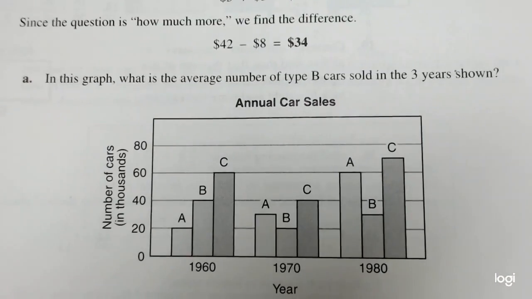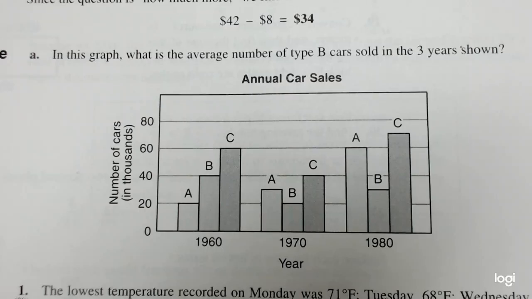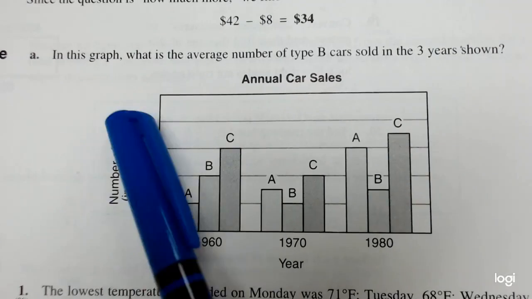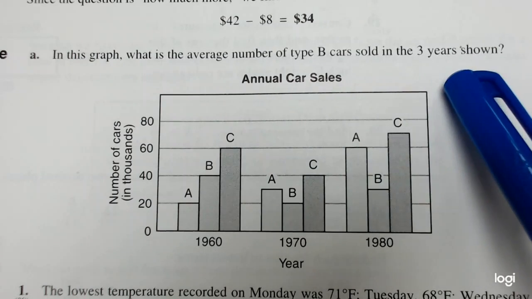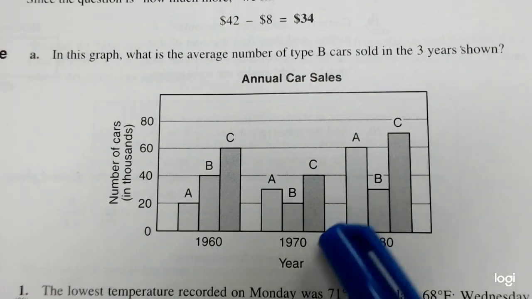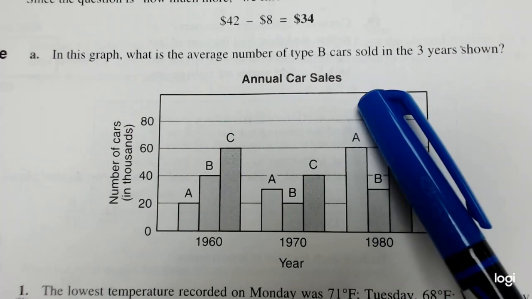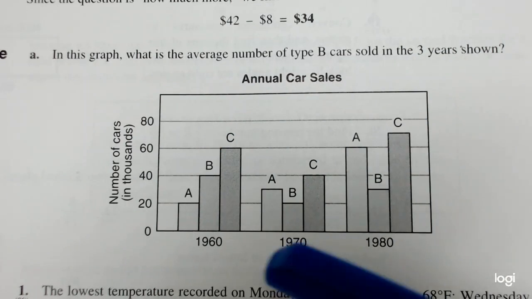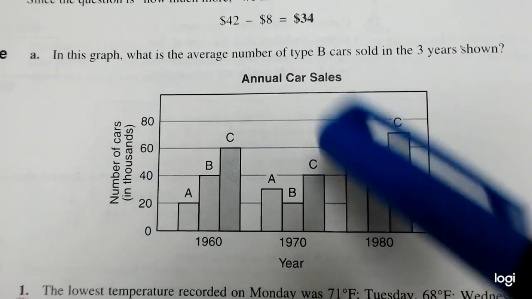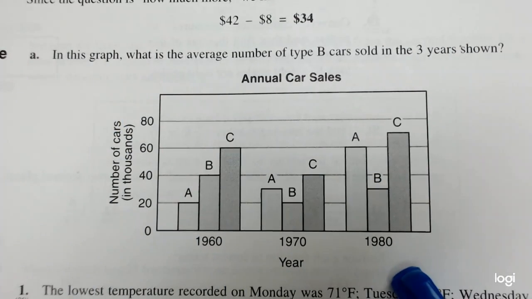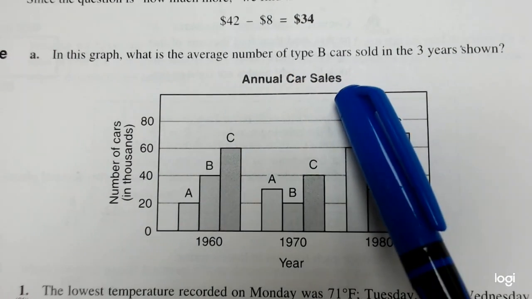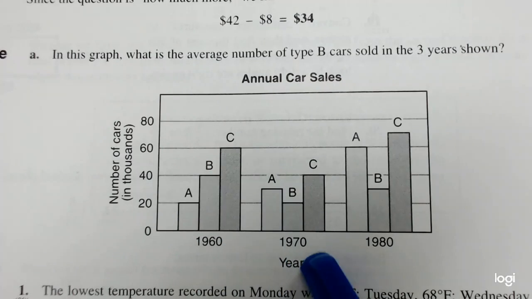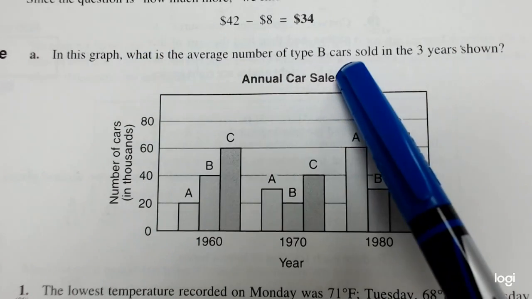Now, universally, we need to be able to pull information off of our graphs to answer questions, and that's what we're going to see in our practice problem. Our practice problem says that in this graph, what is the average number of type B cars sold in the 3 years shown? So what we see here is this graph is called annual car sales. So I'm going to find out how many cars were sold each year. This left axis is the number of cars, and this axis is the year. Now I notice on each year I have 3 bars, and they want to know number B cars. Okay, so number B cars are here, here, here, and they want the average of the type B cars.